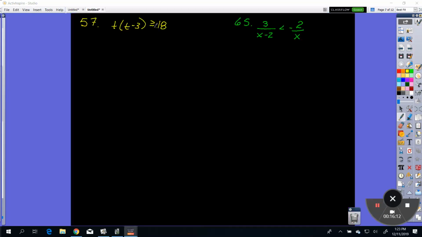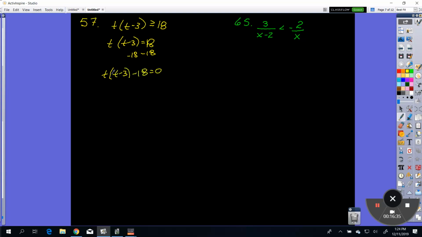So the last problems on this, you're supposed to solve these inequalities. Remember, to solve these, you've got to make them equal to 0 and solve it like it were an equal problem. So I can't do that yet because it's 18. So I need to minus the 18 over. So now I have t times t minus 3, minus 18 equals 0.